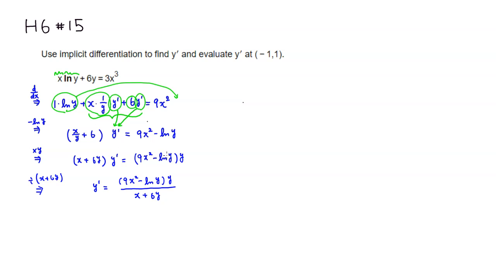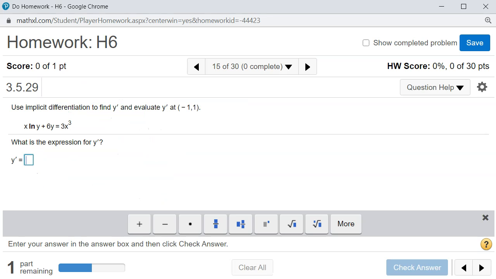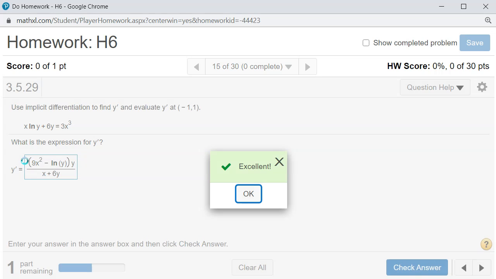So let's type it in. What we got was the quantity 9x squared minus natural log of y, times y, all over x plus 6y. Let's check the answer. We got that.